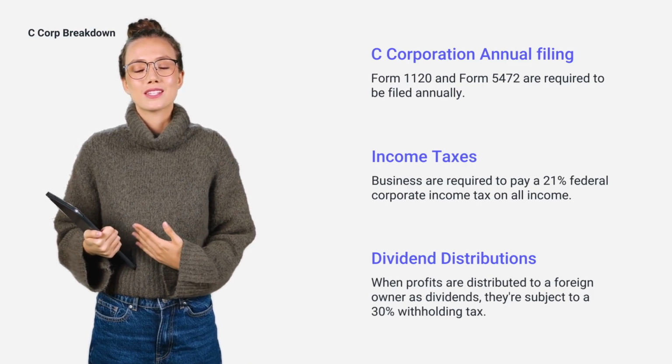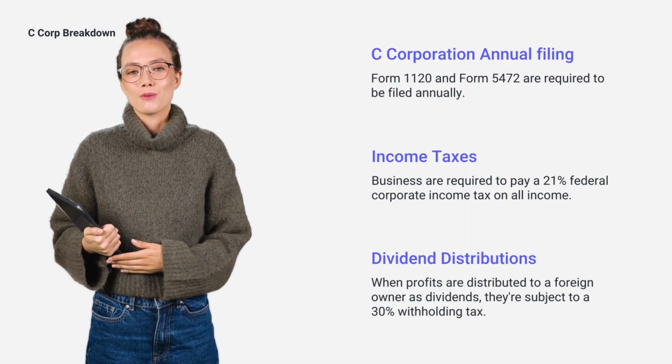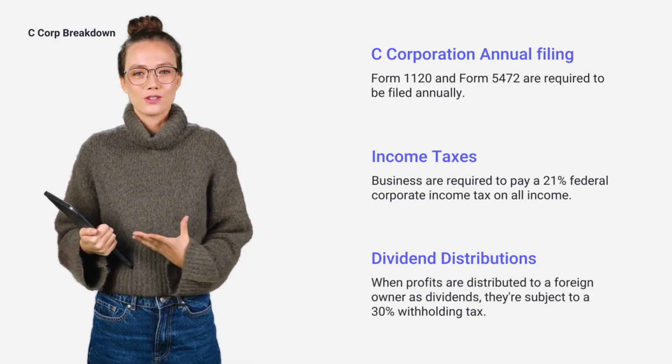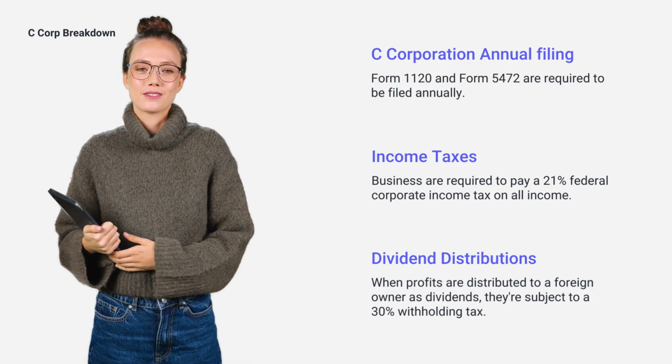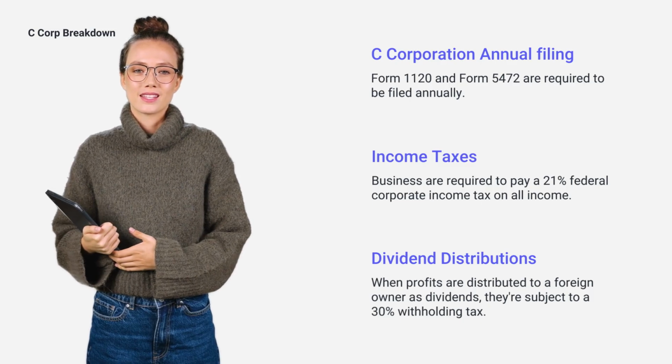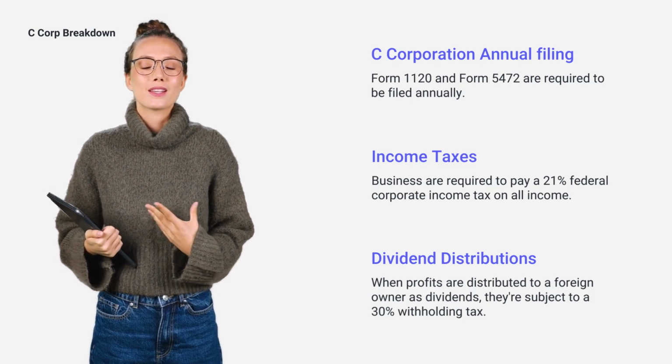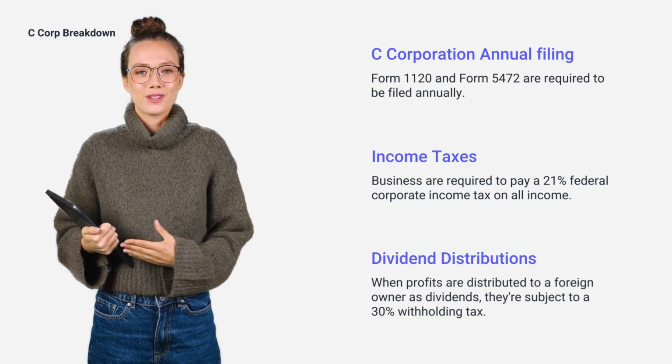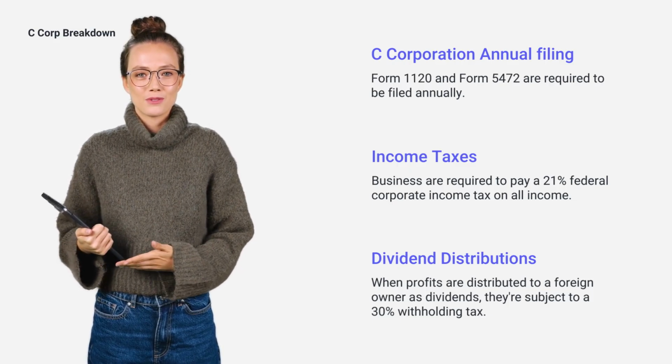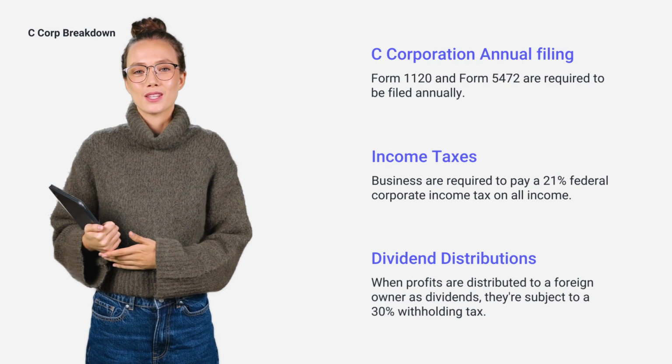Each year, the business is required to file Form 1120 and Form 5472 to comply. With this classification, there isn't a distinction between U.S.-sourced and non-U.S.-sourced income. The business is required to pay a 21% federal corporate income tax on all income.